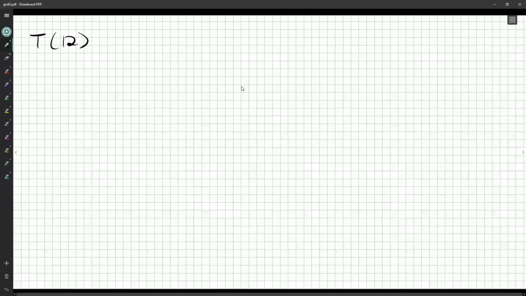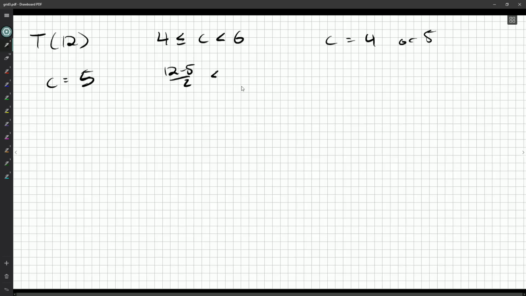But let's see if we can finish a and then move on. So T12. So what can we have? We have 4 is less than or equal to c, less than 6. So c equals 4 or 5. But now we can go through things a little faster. If c is 5, then (12 minus 5) over 2 is less than or equal to b is less than or equal to 5.